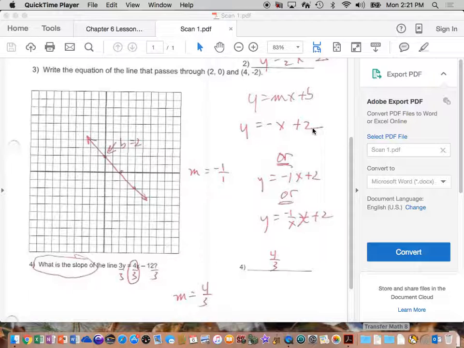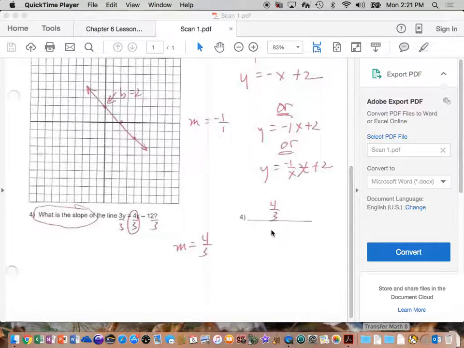Y equals negative x plus 2. This is the cleanest way to do it, because when we don't write a number, we assume it's 1. Or I could do y equals negative 1x plus 2, or negative 1 over 1x plus 2. In the last class, a lot of kids wrote y equals negative 2 over 2x plus 2.